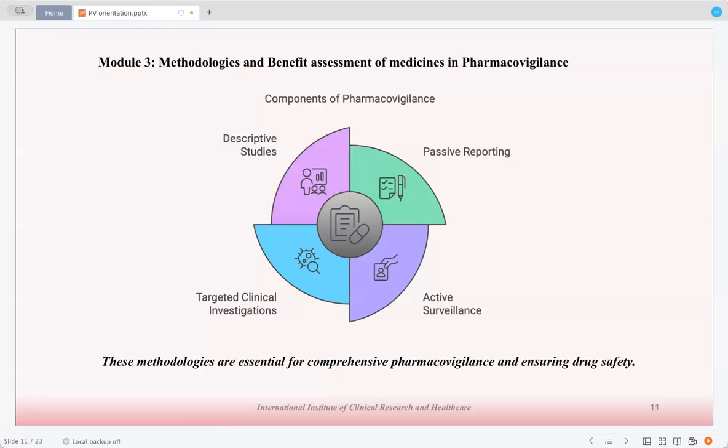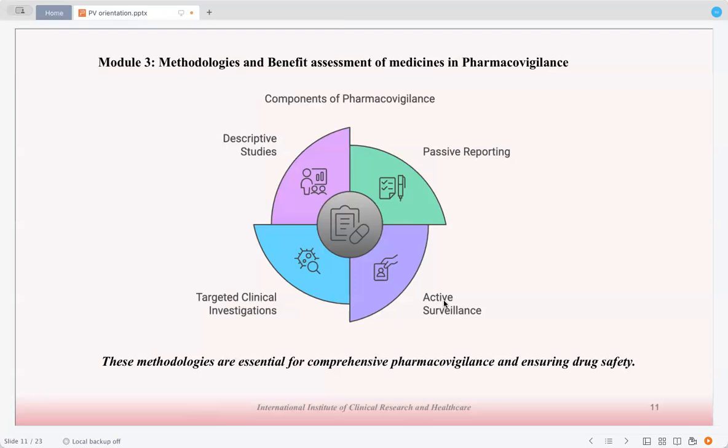Next is active surveillance. That is proactive monitoring. This proactive monitoring involves actively seeking out data on adverse events through registries, electronic health records, or targeted studies. These provide comprehensive safety profiles. We can collect data from registries and studies. So in active surveillance, unlike passive reporting, there will be better data accuracy.